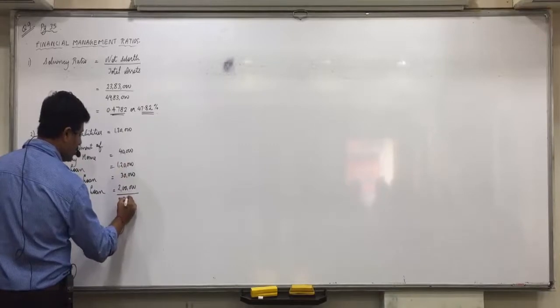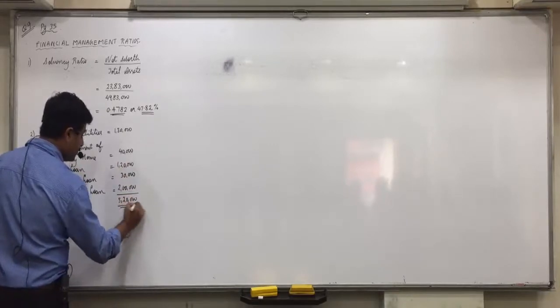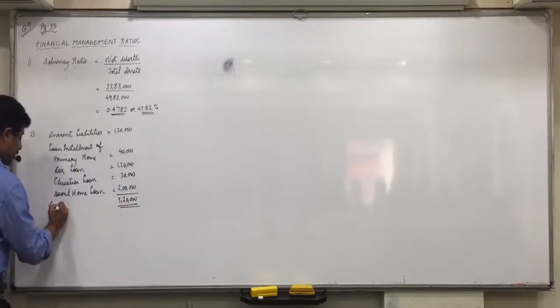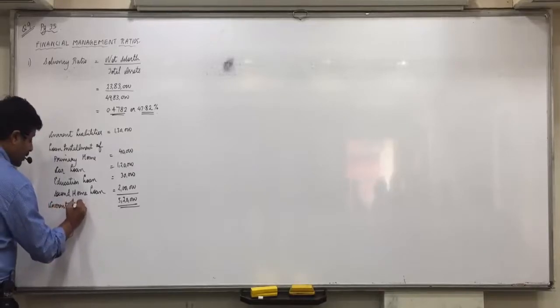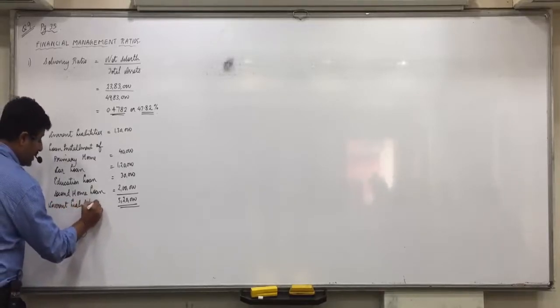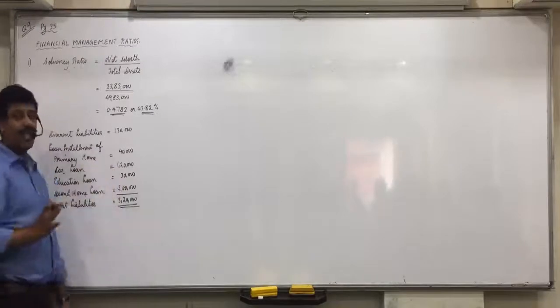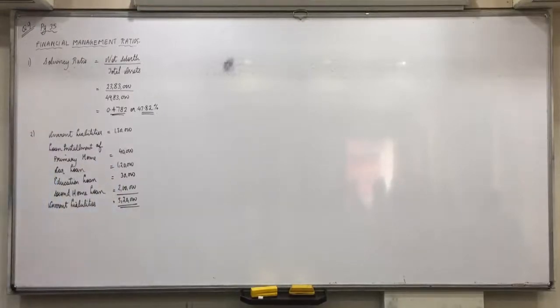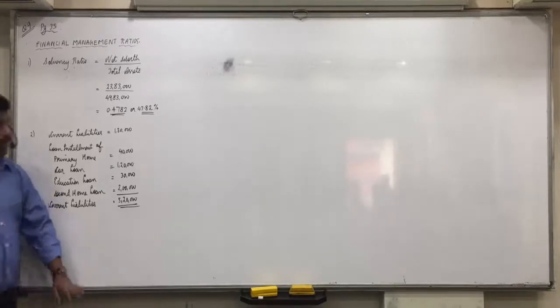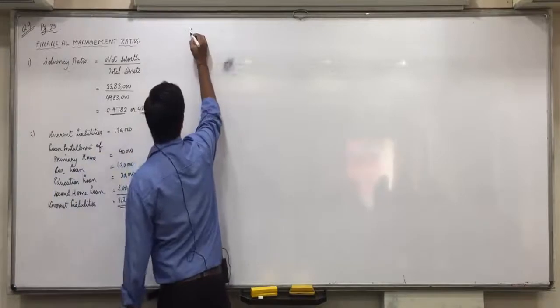Current liabilities are 5 lakh 20,000. Now we can apply the formula. So be careful with this ratio, particularly all other information you directly get. But in current liabilities, always remember you have to include the EMIs or loan installments which are payable in the next year also.